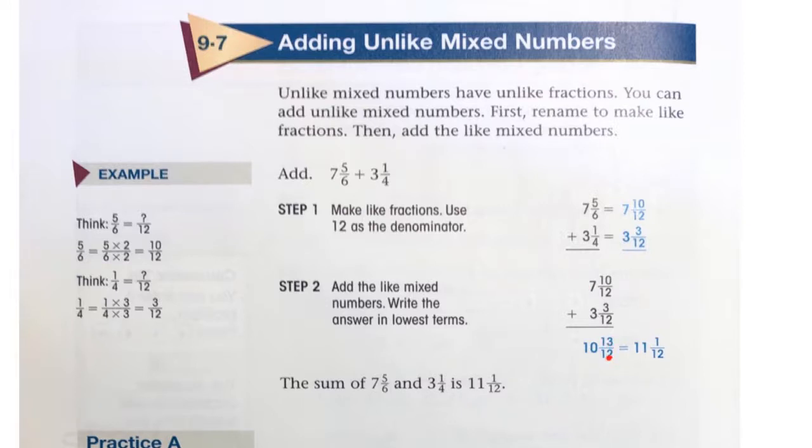13 over 12 is an improper fraction, so we can reduce that. It takes 1 whole 12 to go into 13 with 1 left over. So the whole 1 goes to the 10, which makes it 11, leaving us with 1/12 left over.